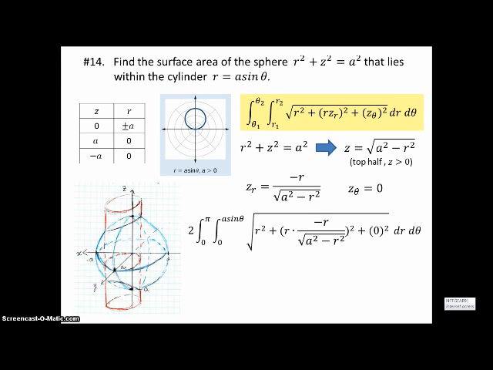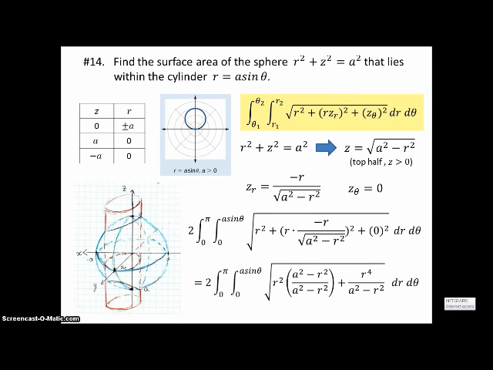And then we've got r squared plus r times zr, that quantity squared, plus 0 squared. So there it is, cleaned up a little bit, and also taking that r squared and multiplying by the common denominator of a squared minus r squared so that we can combine everything under the square root. So moving on with our algebra, here's what we have so far. Multiplying out the r squared times the numerator a squared minus r squared, we get that, and then notice that the r to the fourths cancel. Isn't that convenient? And so now we're left with, in our integrand, ar out of the square root, and then the square root of the denominator a squared minus r squared.